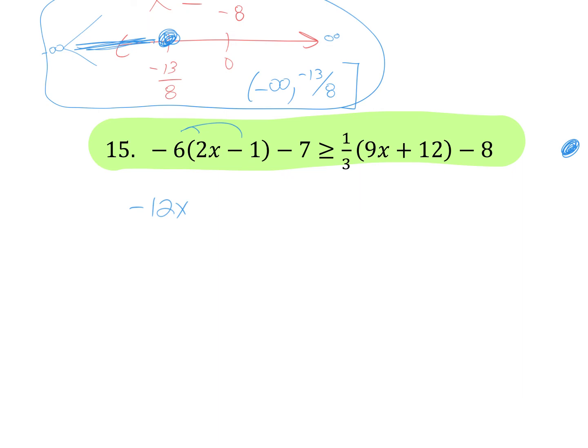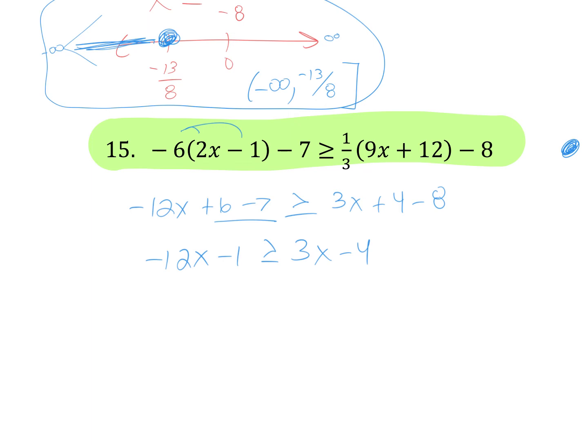Negative 6 and negative 1 is plus 6. Then I have minus 7. What's 1/3 times 9x? 3x, good. What's 1/3 times 12? 4. Plus 4, good, minus 8. Now simplify before you move stuff. I have negative 12x. 6 minus 7 is negative 1. Then I have 3x. 4 minus 8 is negative 4.